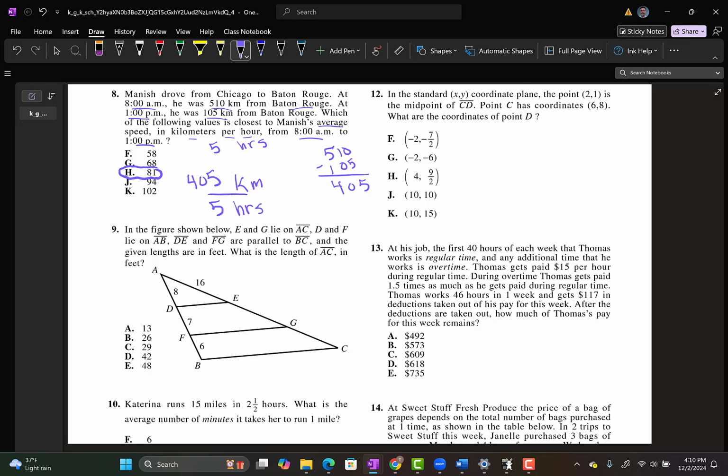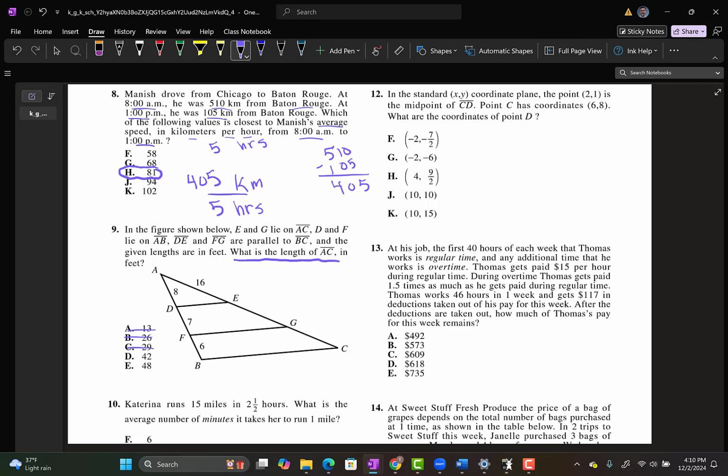All right, number 9, in the figure shown. Geometry problems, you can almost always just skip straight to the question when they give you a diagram. They just want to know what's the length of AC. All this other information in this problem, you really don't need to know to answer this question. So the length from A to C, and we look at these answer choices, we pretty much rule out A, B, and C. Because if this length is 16, the rest of this looks like it's bigger than 16. So it's either 42 or 48.